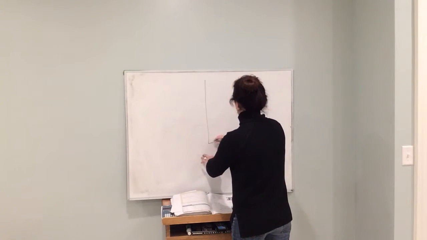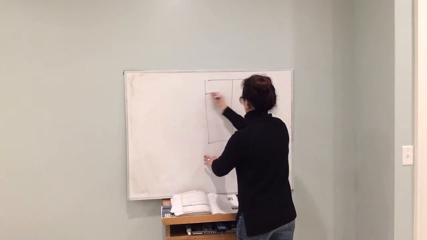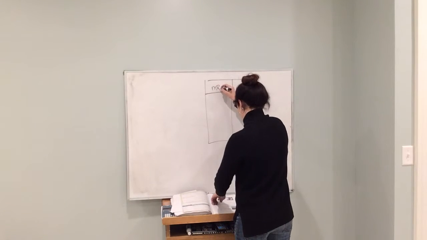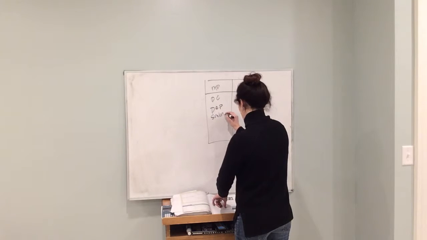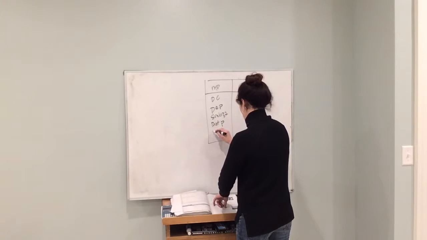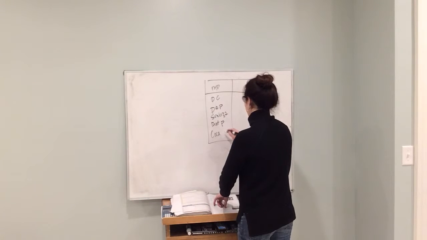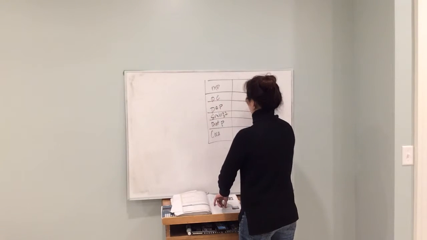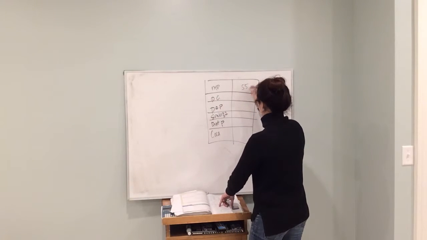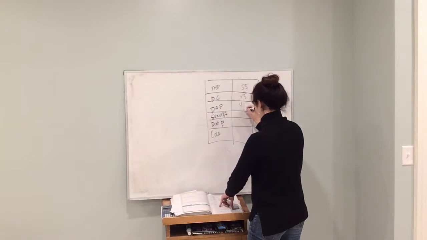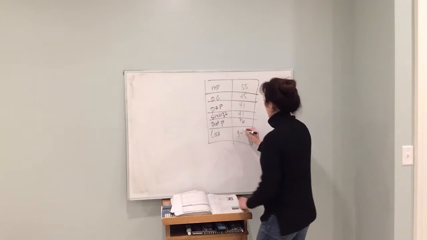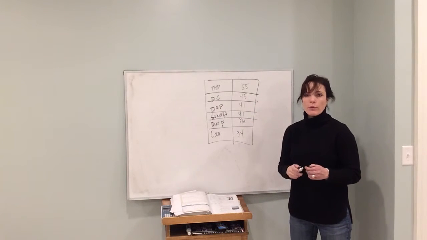So what we have is Mountain Dew, Diet Coke, Dr. Pepper, Sunkist, Diet Pepsi, and Coca-Cola. And they give us numbers, 55, 45, 41, 41. I wonder if these are real, 36 and 34. All right, so the question is, is it a one-to-one function?